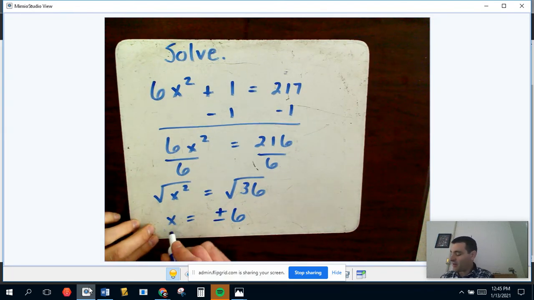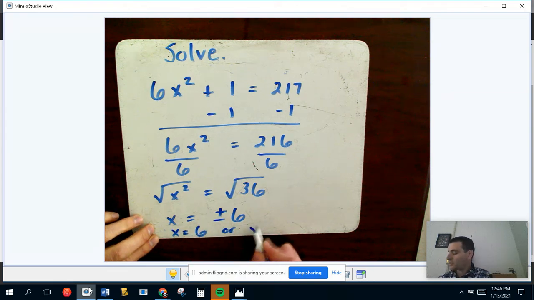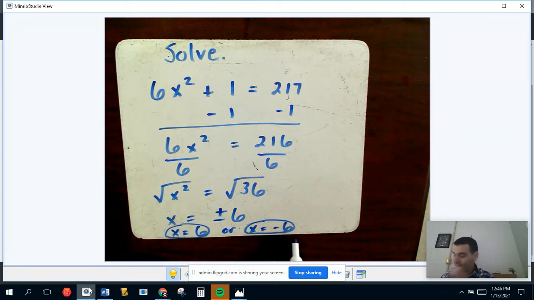Now, and again, to clarify, I think it's a good idea, especially at first, to write out 6 or negative 6. Okay, you do need both of those. They both work here if you're trying to solve.